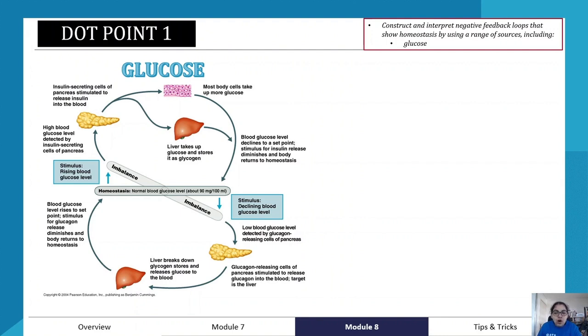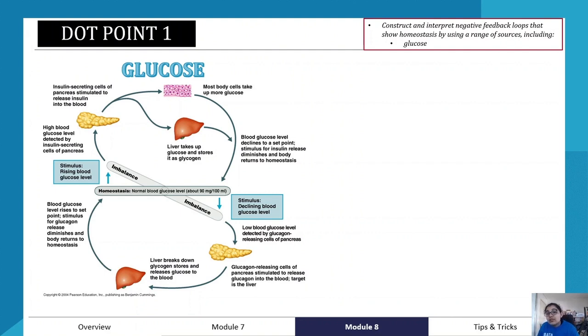So the two hormones that you need to remember here firstly are insulin and glucagon. Insulin is the one that is released by the beta cells of the pancreas. So let me say that again. Insulin is a hormone which is released by the beta cells of the pancreas, and it is released in order to control and decrease the blood glucose level. So when glucose levels are high, insulin is released.